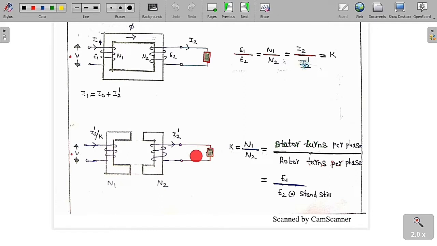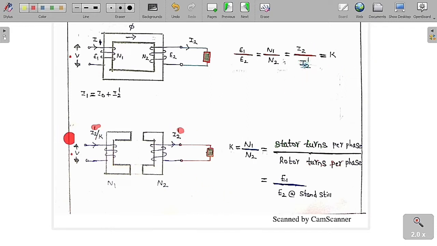So if this is the current I2, then this is I2 by K. Think of this as I2, so this is I2 by K. This is basically I2, and this is I2 by K, because I2 by I2 dash is equal to K, so I2 dash is equal to I2 by K.